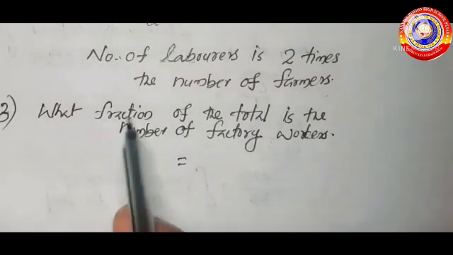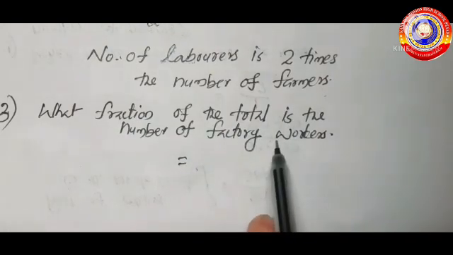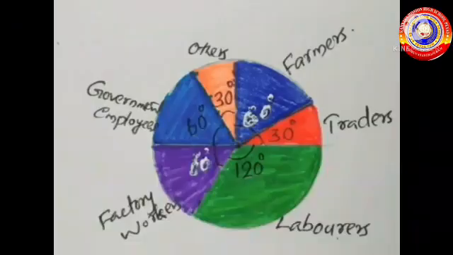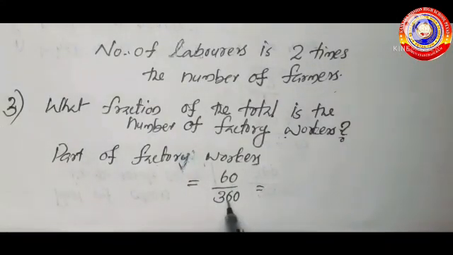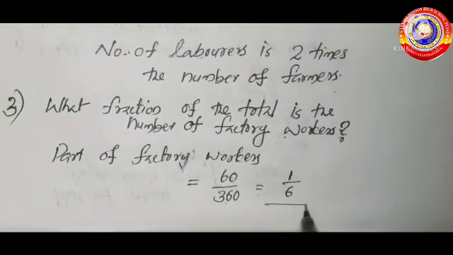Then we move to the third question. What fraction of the total is the number of factory workers? Part of factory workers is equal to the angle formed by the part of factory workers divided by the complete angle, which is 60 divided by 360 degrees, which is equal to 1 by 6.